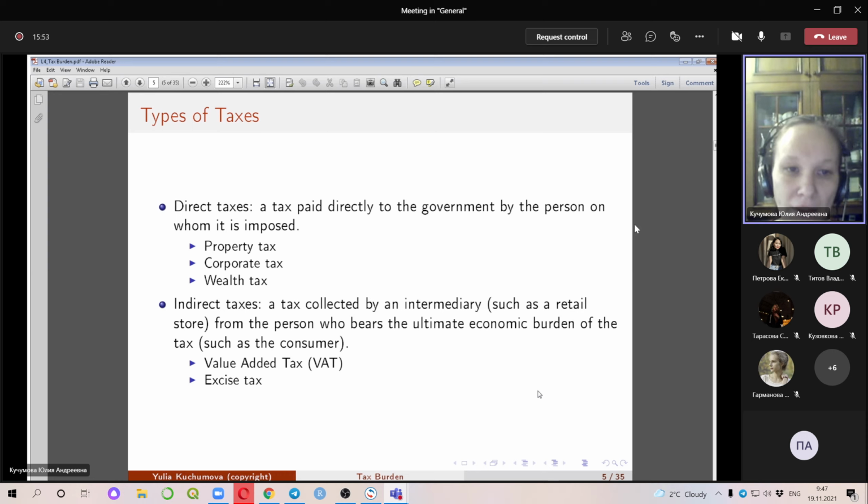The other category of taxes, yes. How can we translate corporate tax in Russian? This is basically, I would say, profit tax. If I would not switch to Russian, it's profit tax.